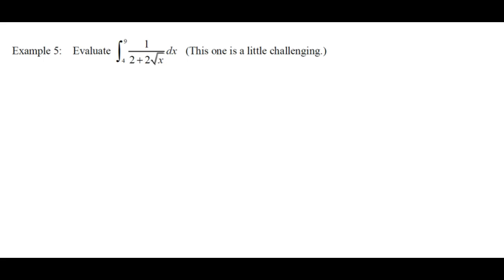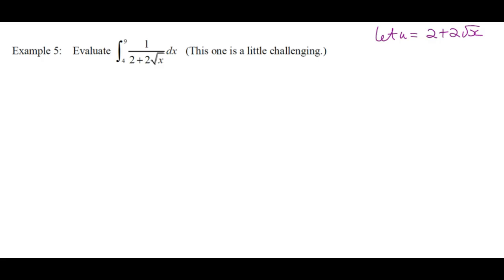Okay, at least if you see the start, it won't be so bad. Again, I want to get rid of that 2 plus 2 root x, so we're going to do this. Let u equal 2 plus 2 root x. That's kind of nice, because now we just have 1 over u, and that's going to be easy, because it's just ln absolute value of u for the integral.